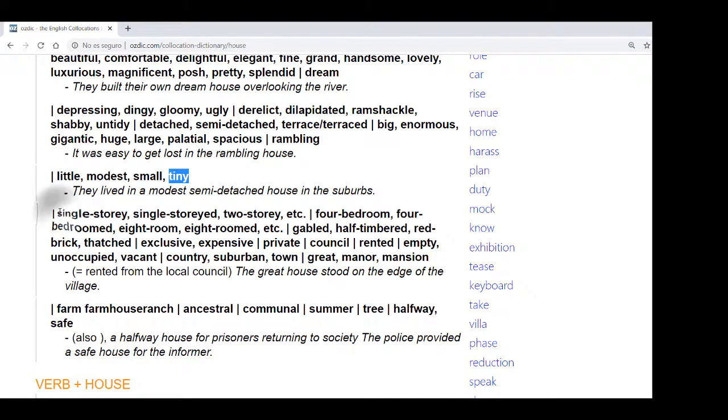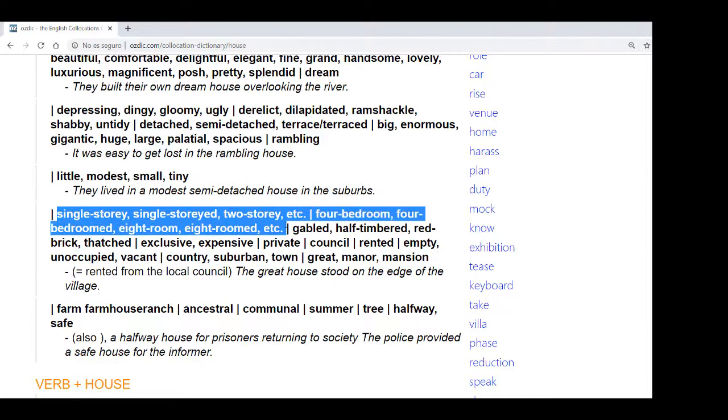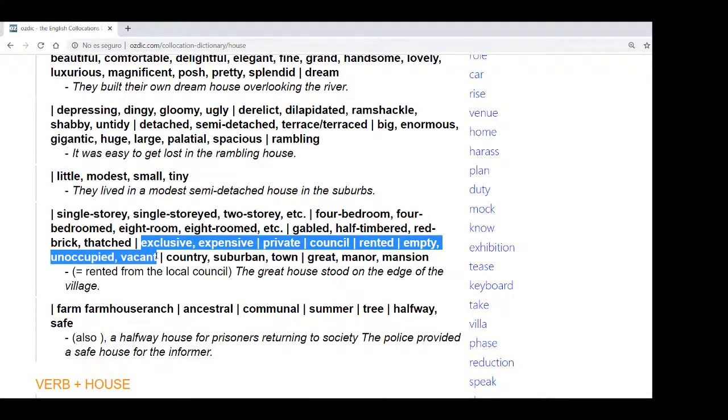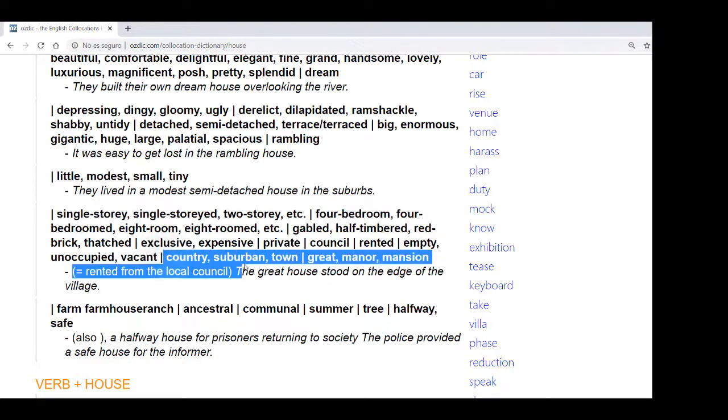For example, in terms of the number of rooms the house is made of, in terms of the material the house was built in, in terms of the type of house, and in terms of its geographical location.